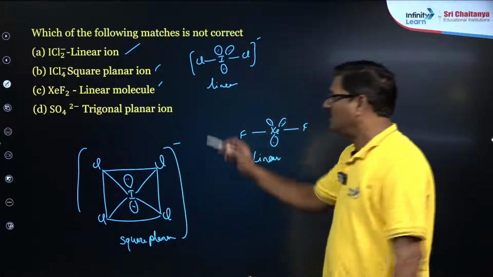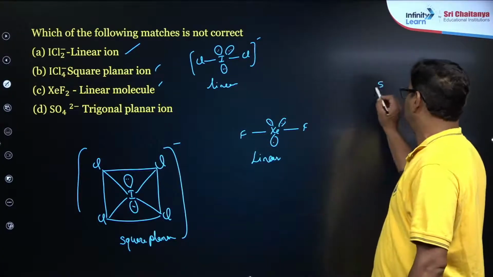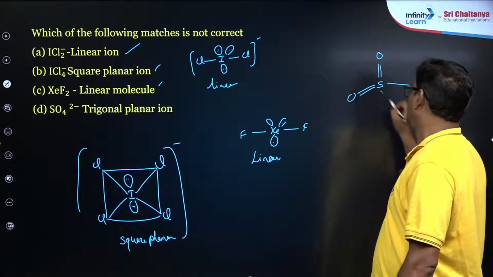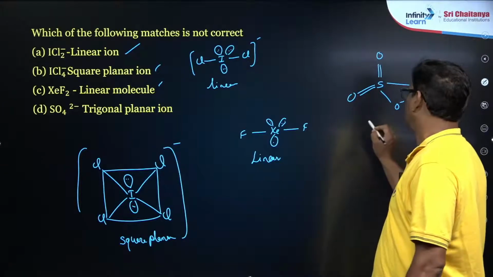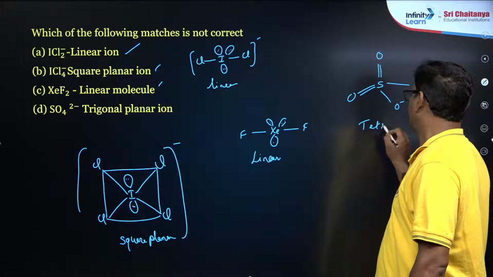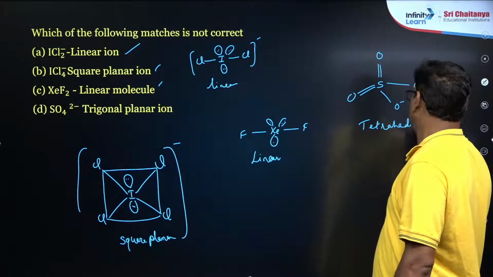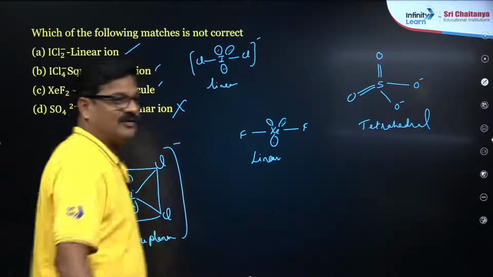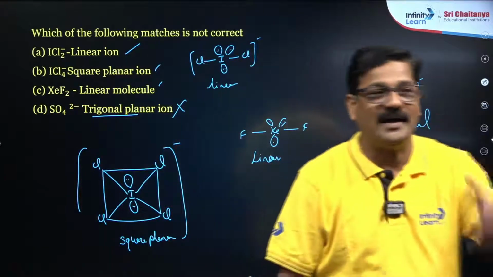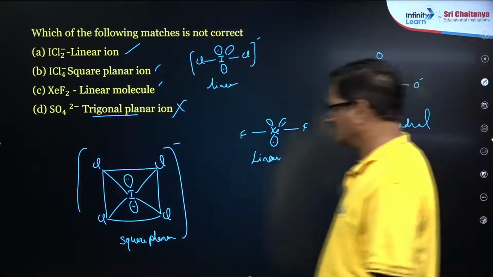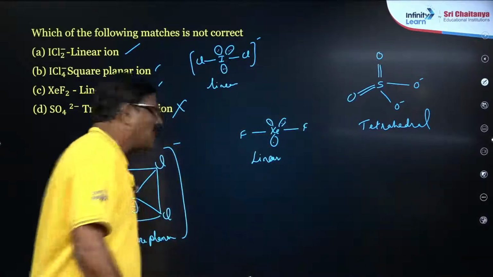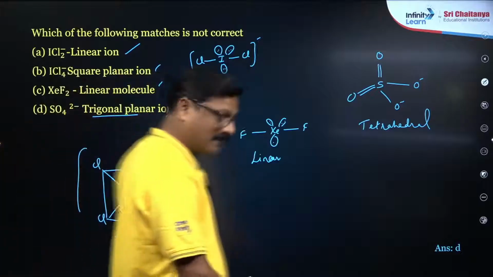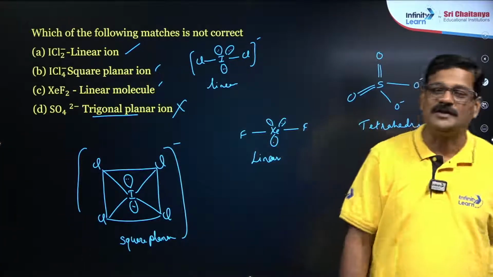And it is going to be SO4 2 minus, yes, double bond O, and it is going to be SO4 2 minus, it is tetrahedral. Tetrahedral, and it is given as trigonal planar. This match is incorrect. So my answer to the question is option D. Option D. Any doubt in this question?